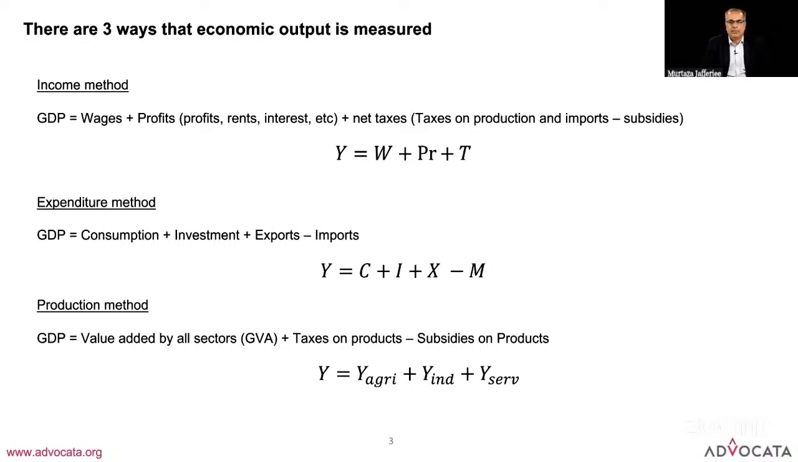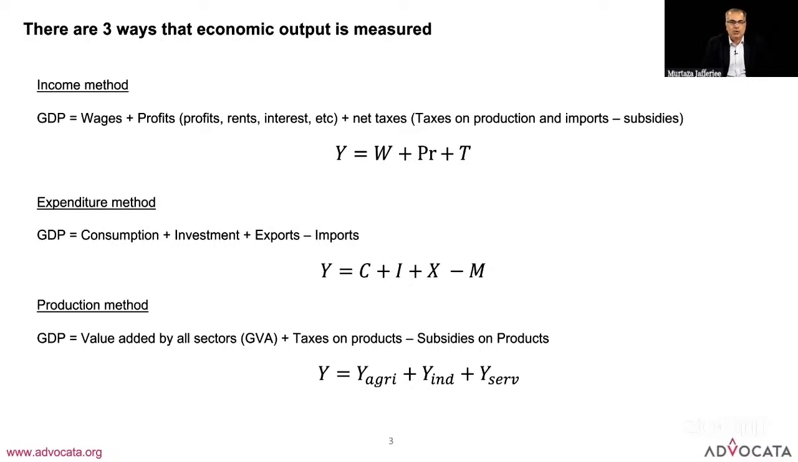So there are basically three constituencies: wages, which is the returns to labor. The profits, basically, what goes to the factors. So, interest and dividends and retained earnings. And then taxes, which goes to the government.